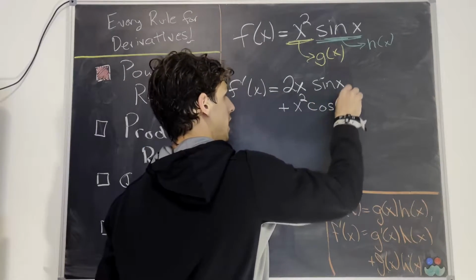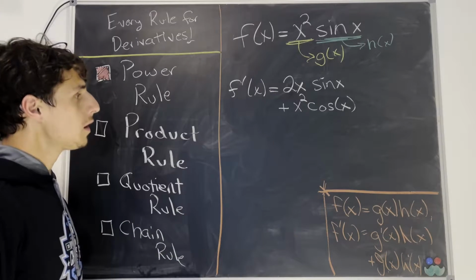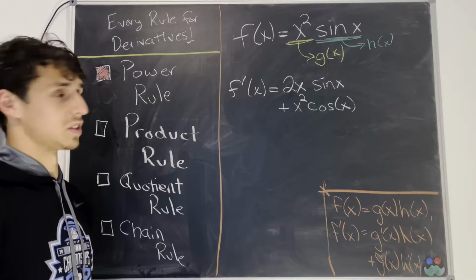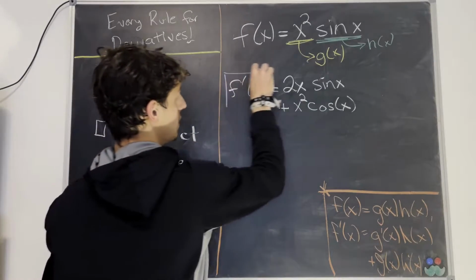So we are left with this sum here, 2 times x times sine of x, plus x squared times cosine of x. And this is our whole derivative for f of x in this case.